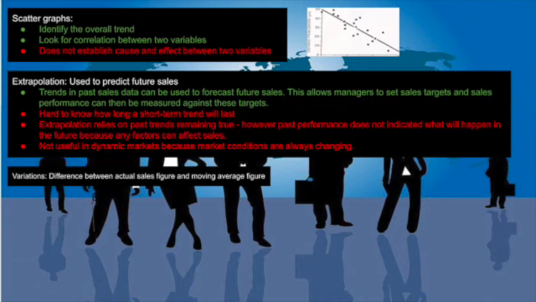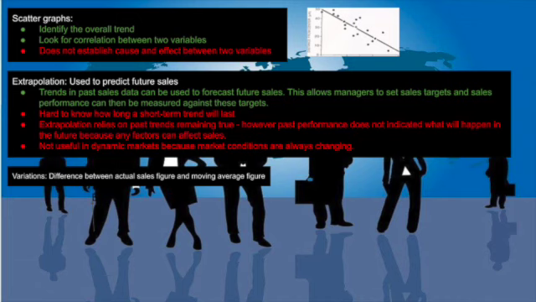Also, extrapolation relies on past trends remaining true. However, past performance does not indicate what will happen in the future, because any factors can affect sales. If your business thought that around every March to May you get loads of sales, you may have expected in 2020 that you were going to get so many sales, but COVID hit and it really affected a lot of businesses. And also it's not useful in a dynamic market because market conditions are always changing.